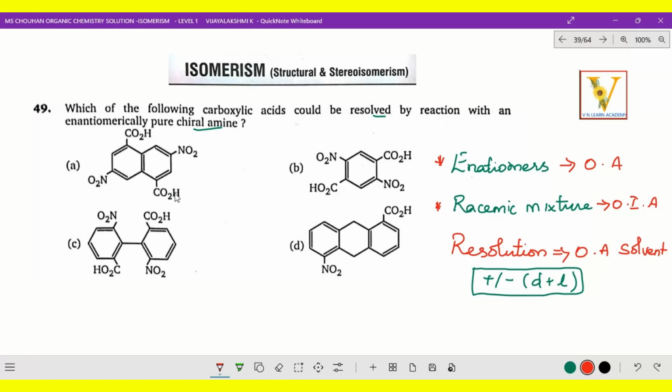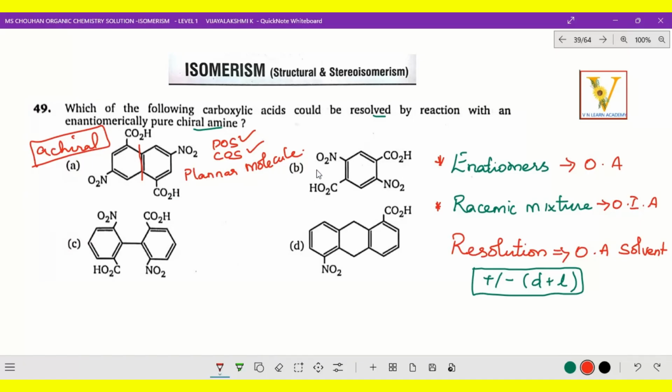Here COOH, here COOH, NO2, NO2. It is a planar molecule, a planar structure. So naturally, as you check this, it's a planar molecule. Planar molecule means here POS, COS. Can you identify POS, COS? Yes, it is possible. So it is actually a chiral compound. Yes.